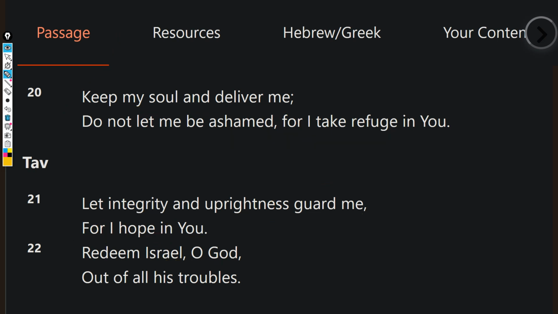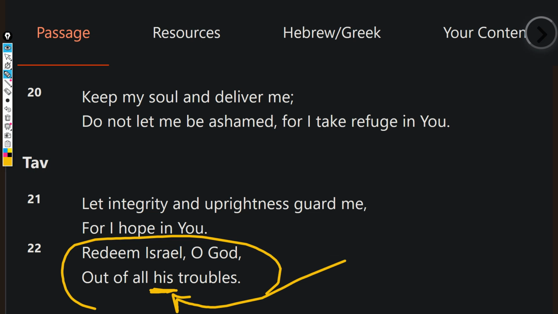Here's the part of the verse that I found very interesting, the whole part of this passage. If we look at the very end, redeem Israel, O God, out of all of his troubles. We constantly see Jerusalem referred to as a woman, the bride of God, the bride of the bridegroom, whom is God, Christ. When the reference here is out of all his troubles, if we go back to understanding the pronouns referred to in every single one of these verses in this passage, Psalm 25, we see what has been referenced in Genesis.